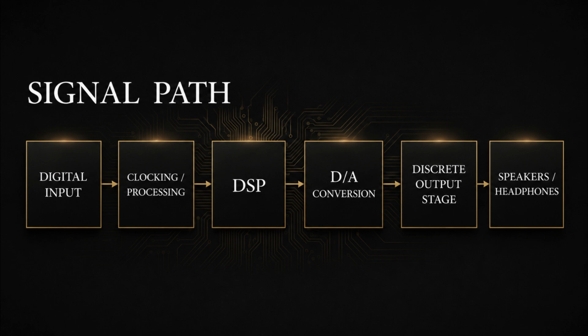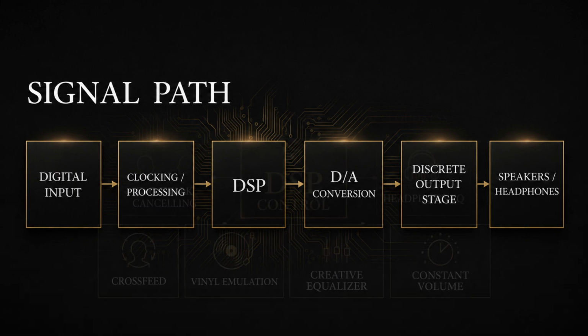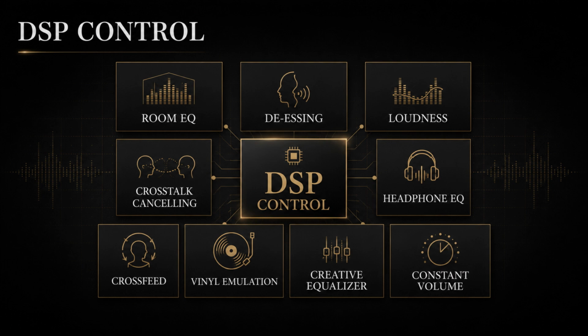The power supply supports the same logic. Non-switching design, separate regulation for sensitive voltages, left-right channel separation, and 2 toroidal mains transformers. The stated goal: reduced digital noise and lower crosstalk at the analog output. But the defining feature here isn't just conversion, it's DSP. Room equalizer, creative equalizer, de-essing, constant volume, vinyl emulation, crosstalk canceling, loudness control, headphone equalizer, crossfeed. That's where this product gets interesting. The DSP is not a bonus menu, it is the philosophy of the machine.